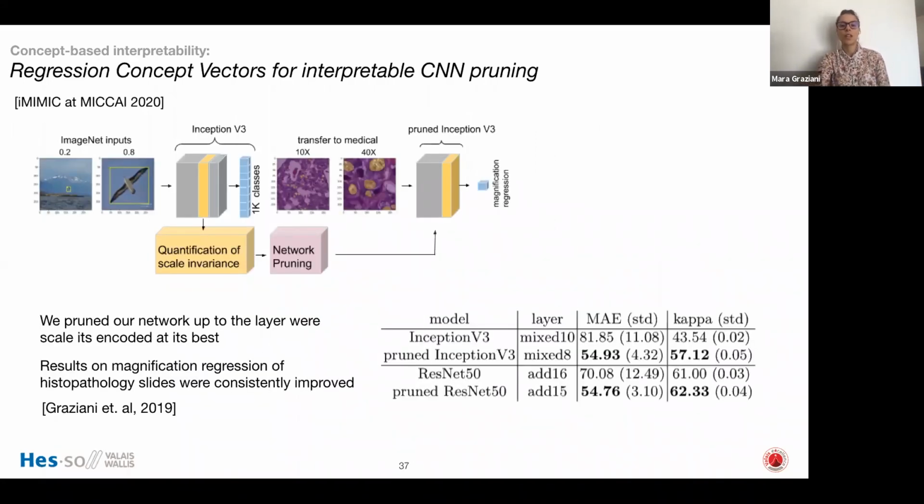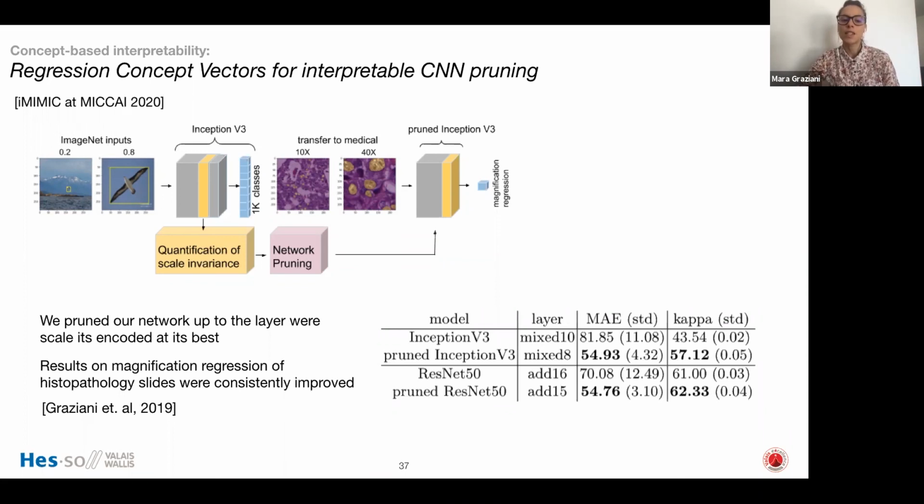In another work, we use image scale as a concept to analyze its encoding in CNNs that are pre-trained in natural images. One thing that is often done in medical imaging is to take state-of-the-art architectures that are pre-trained on natural images, and then to fine-tune, so to tune the parameters of these networks to be actually able to train and to classify medical images. And we find out that scale information is very relevant in medical imaging, because according to the size of the lesion, we take our decisions.